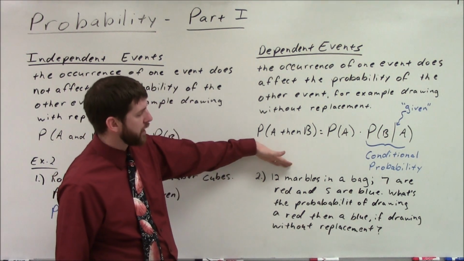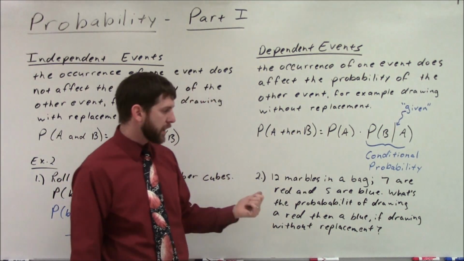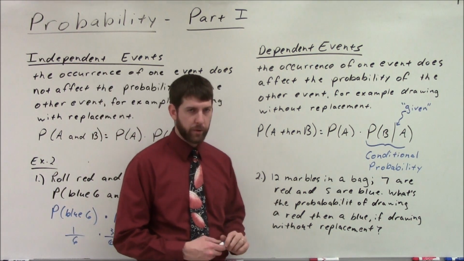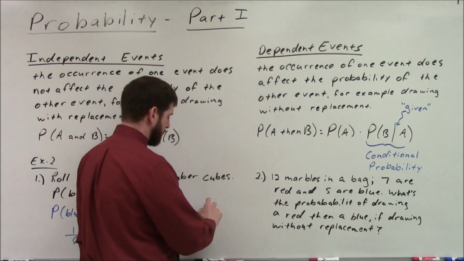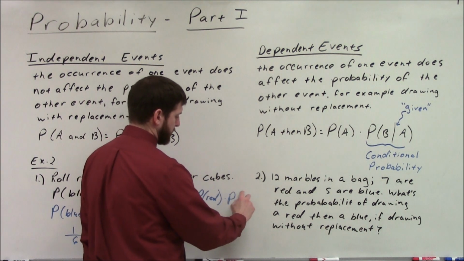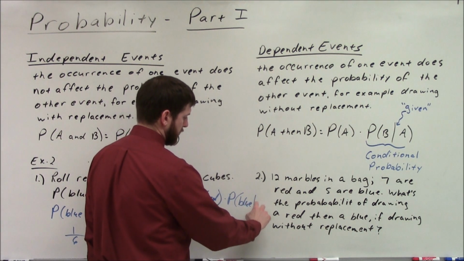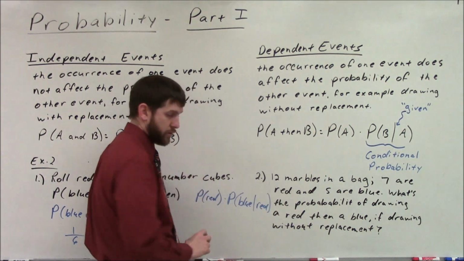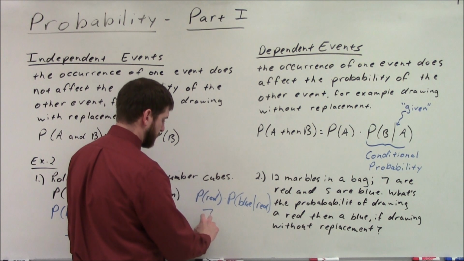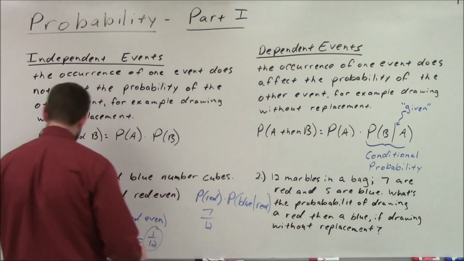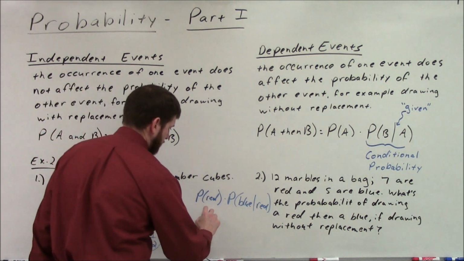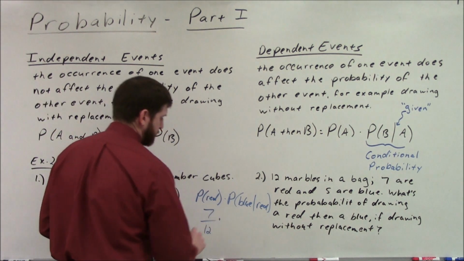In example 2 here, 12 marbles are in a bag, 7 are red and 5 are blue. What's the probability of drawing a red marble and then a blue marble if I don't put that first one back? So the probability of a red times the probability of a blue given that the first one was red. Pretty simple. Okay, so the probability of a red is 7 out of 12, times the probability of a blue.